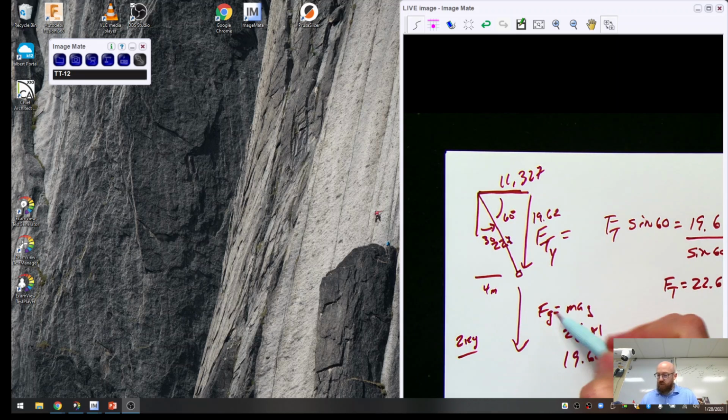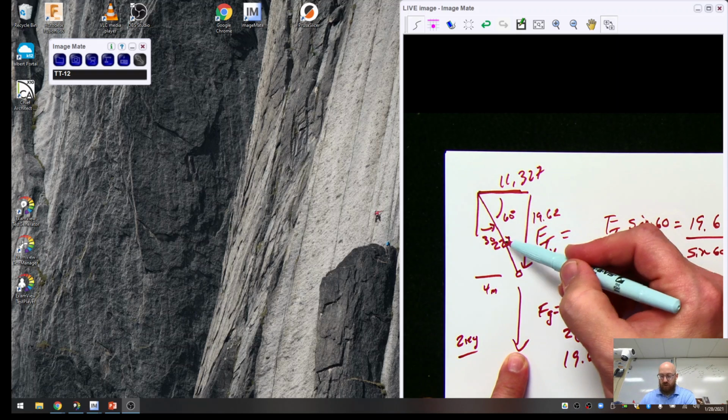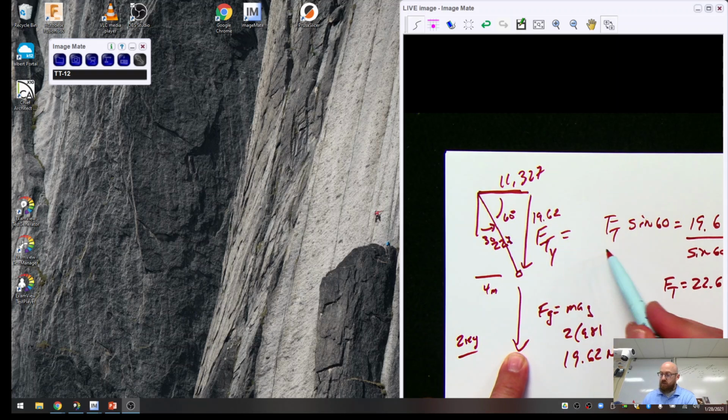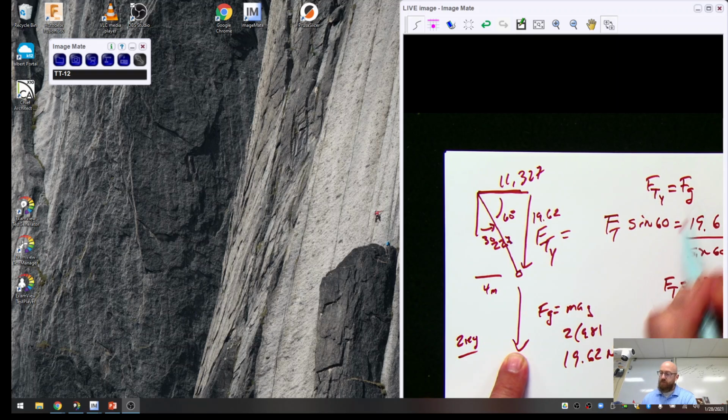So again, I found the force due to gravity coming down. I knew that the gravity down had to equal the upward force of that tension. So I put F of T for this part, set to equal the force of gravity. Another way to think of it, F of T in the y direction has to be equal to F of G. And then I found F of T. And then I separated it for this F of T in the x direction.